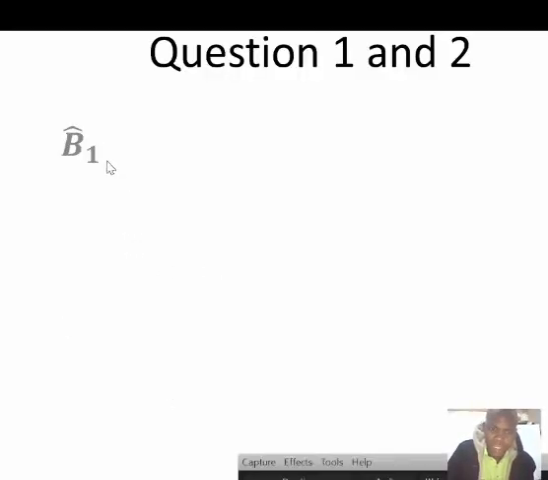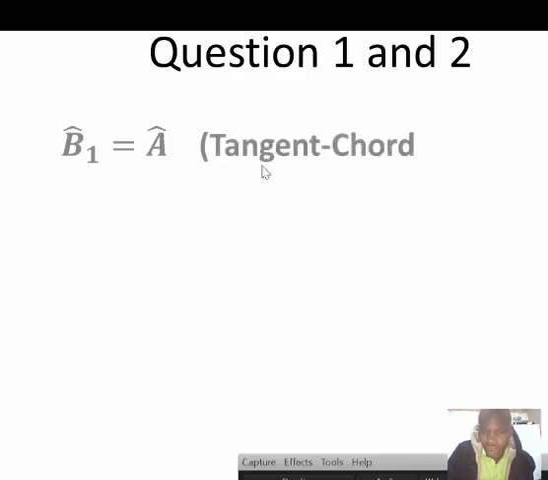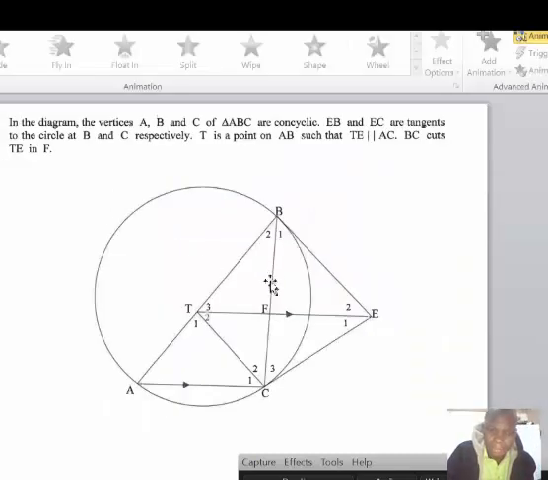So B1 is equal to A. You have a tangent chord situation, so that's a very good point of departure. Tangent chord theorem. And after having done this, you remember you are proving that B1 is equal to T3. Now you need to prove what T3 is equal to. You go back to your circle. T3 will also be equal to A, according to what I see.